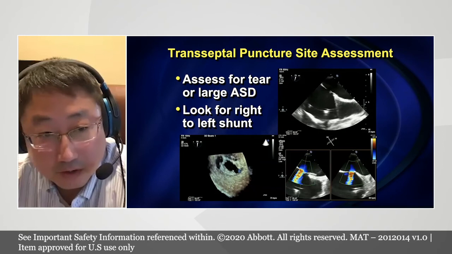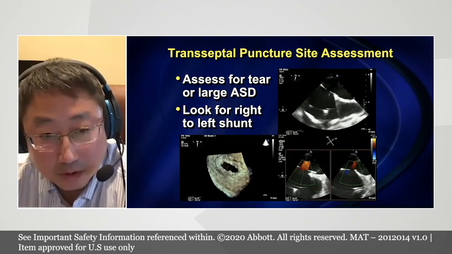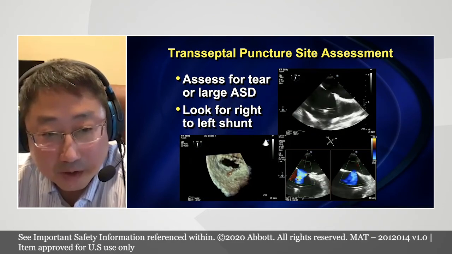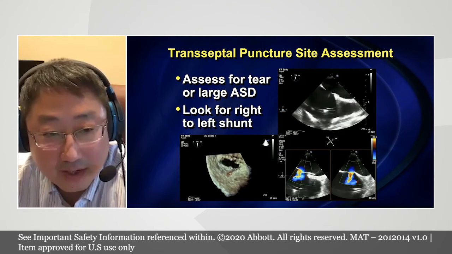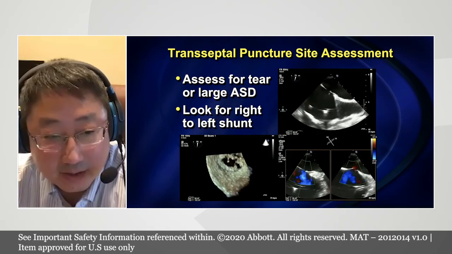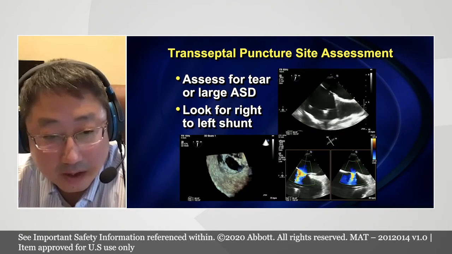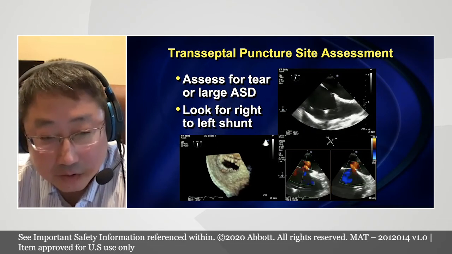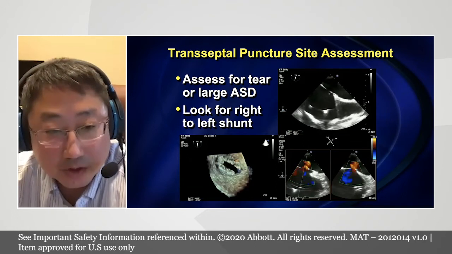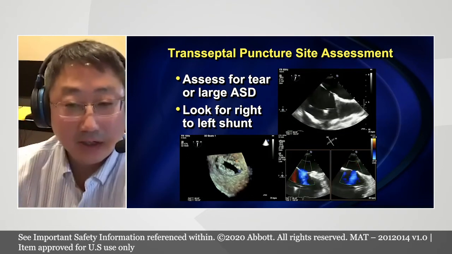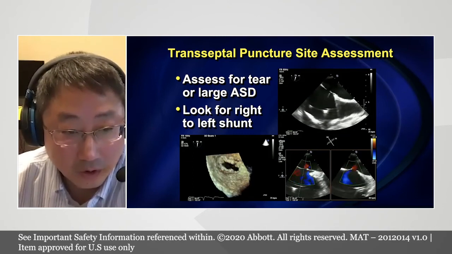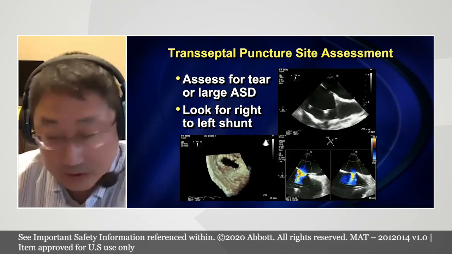And finally, don't forget to look at the transeptal puncture site. The standard practice is to generally leave this alone, and it usually will close off or remain small. But if you have a tear or large ASD, as in this case, or evidence of right to left shunt, you can see in the bottom right, there is some bidirectional shunt. This is a situation where you might want to consider ASD closure, as long as you're sure that you're not going to have to go back in across the septum for another procedure.